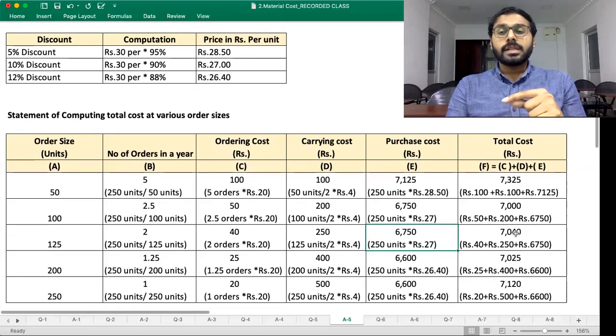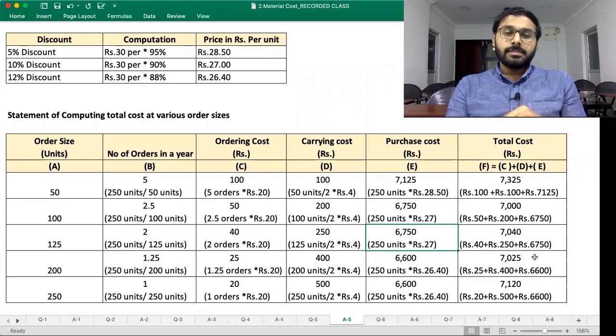When the order size increases again, suddenly the cost increases. Again, when the order size becomes 200, the cost comes down. Okay, so again at the end the cost is going to be increasing. When the order size is 250 units, the cost is increasing. Why? Because the carrying cost is increasing.